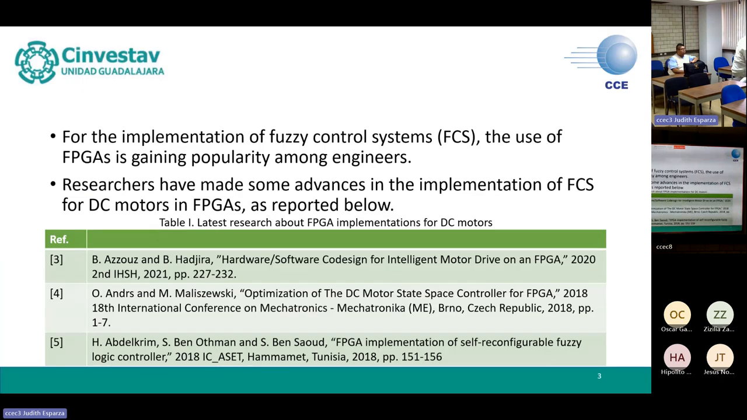For the implementation of a fast control system, the use of FPGAs is gaining popularity among engineers. Researchers have made several advances and implementations of FCS for DC motors in FPGAs, reported below. In Table 1, I put some of the latest research about FPGA implementation for DC motors. They don't explain very well how they implement the derivatives, but we try to do it in another way.